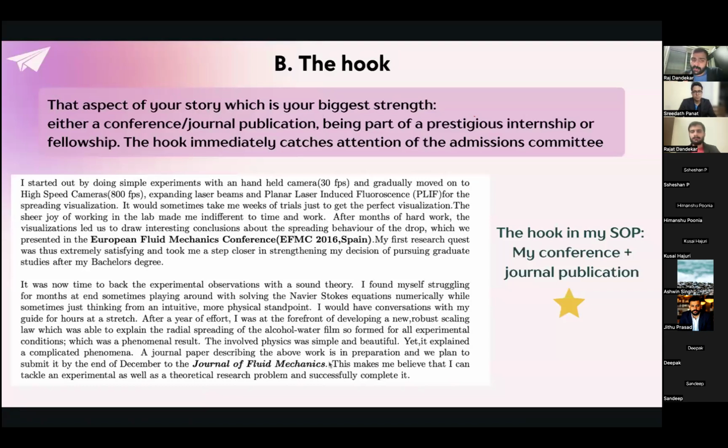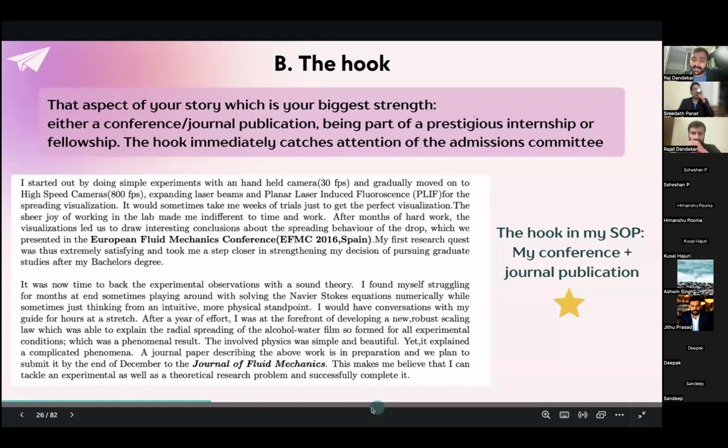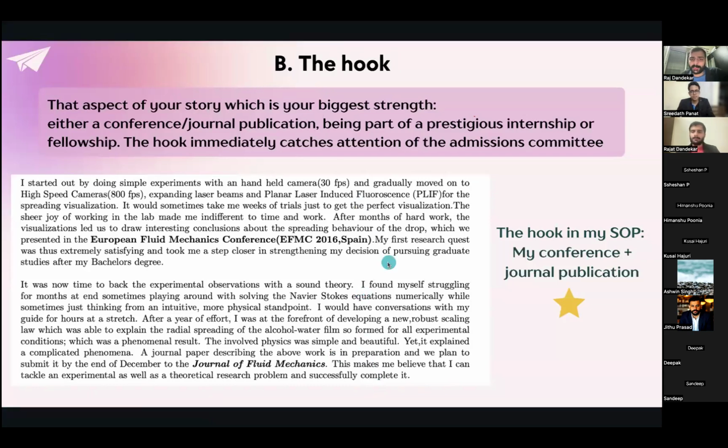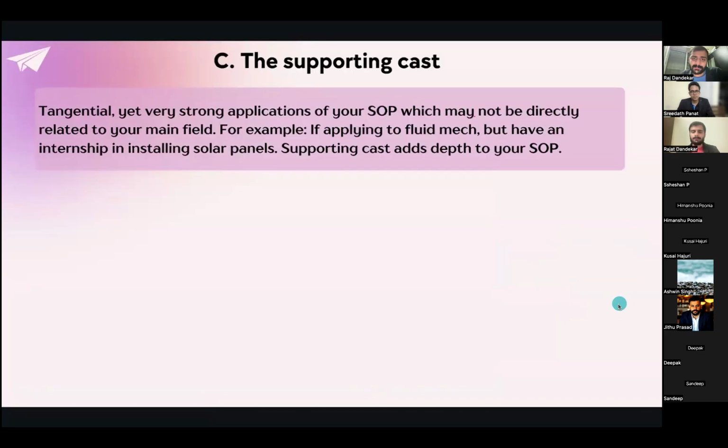If you don't have good grades, try publishing a conference or journal paper in the time which is remaining. Try doing impactful projects, make GitHub contributions, make open source contributions, add them to your resume, add them to your SOP. Those are all very good hooks. The third thing is the supporting cast.